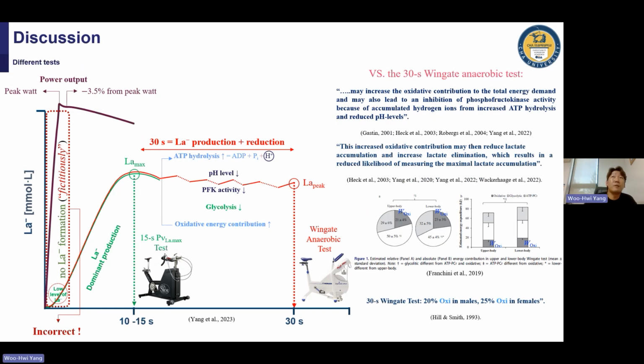To determine the anaerobic performance, the 30-second Wingate anaerobic test is frequently used in sports science.